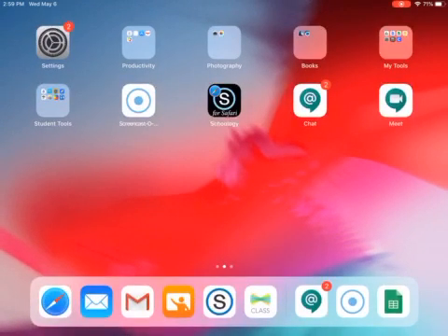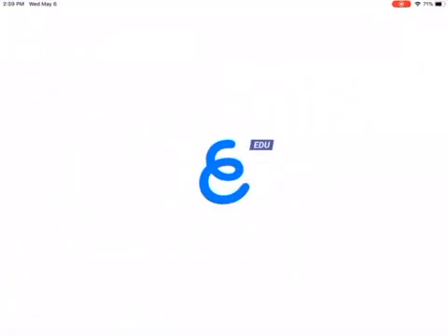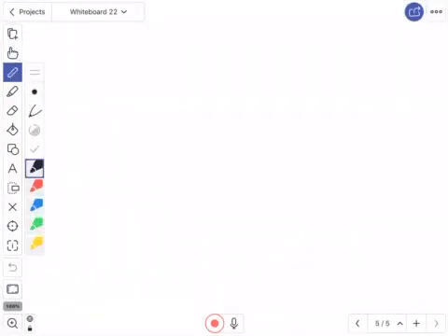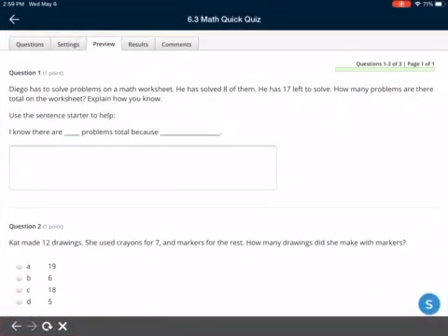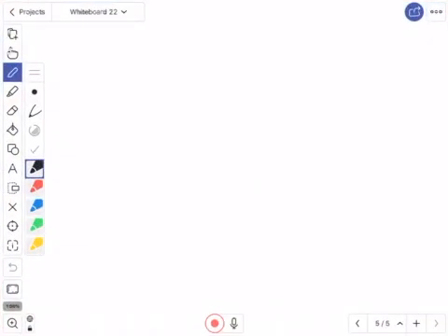Another way to really think about it too, and I'll use a little bit of teaching, a little bit of explaining here. So if I go back to the problem quick. Diego has solved 8 problems. He has 17 left to solve. I'm just going to show you something, using some different information here.